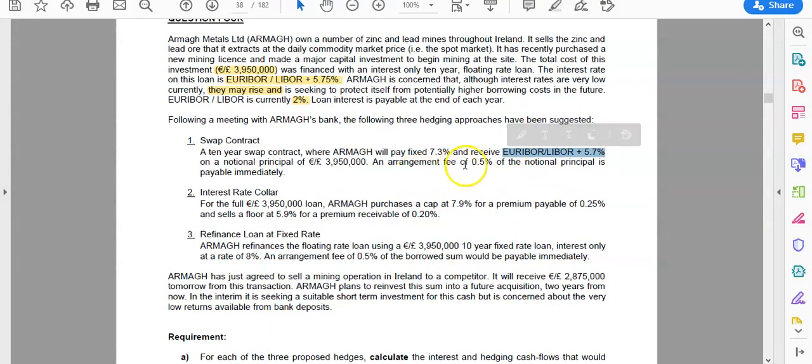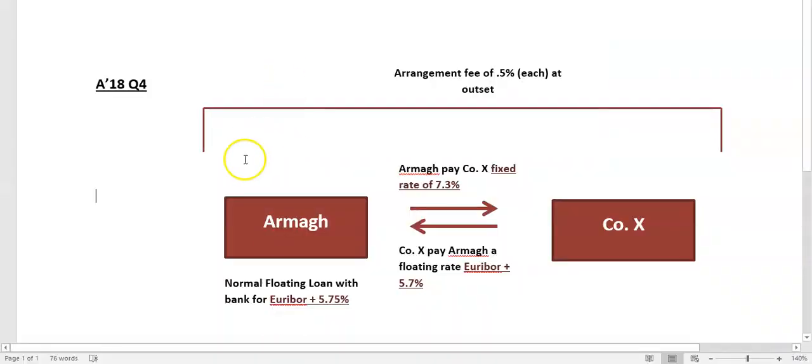And there's a fee overall of 0.5%. So the fee overall is paid 0.5%, most likely by each party. We're just interested in Armagh. Armagh pays 5.75 plus Euribor to its normal bank, and it pays 7.3 to its counterparty, who we'll just call Company X. And in return, Armagh gets one payment in receipt, Euribor plus 5.7.